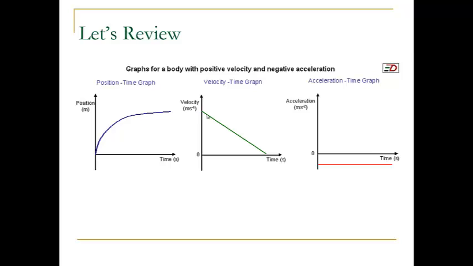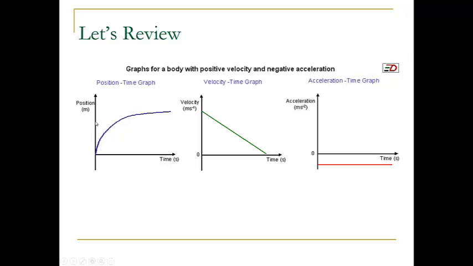All right, so draw these graphs in your notes. Okay, so this is showing you what it would look like if you have a positive velocity and a negative acceleration on 3 different types of graphs. So remember, you have a positive velocity and a negative acceleration, so that's telling you that you're slowing down because your signs are different.